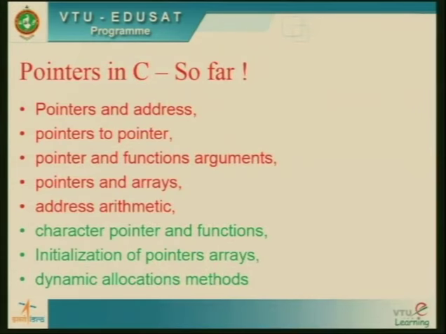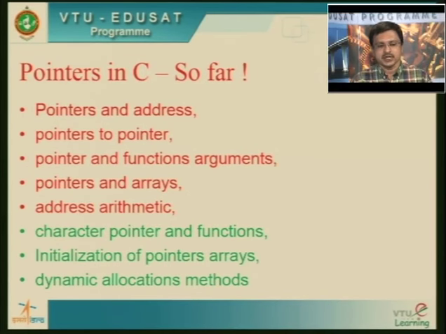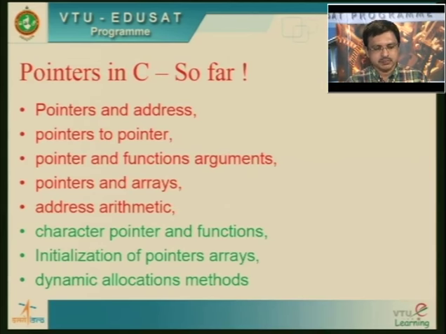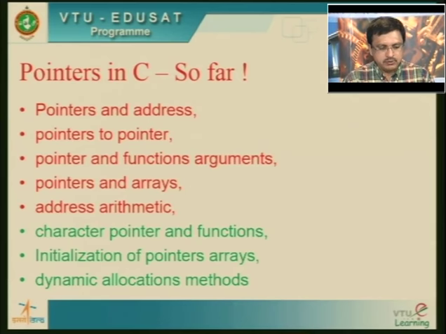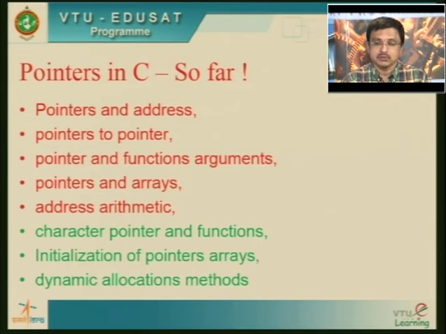So in the last few sessions, we have looked into a few topics in pointers in C. Specifically, we spent enough time on pointers and addresses. Then we figured out what a pointer is, what an address is, how you dereference pointers, how you have pointer to pointers, pointers and functions, pointers and arrays, and address arithmetic. So today we will look at character pointers or pointers to characters and functions, and the initialization of pointer arrays and the dynamic allocation methods in C.